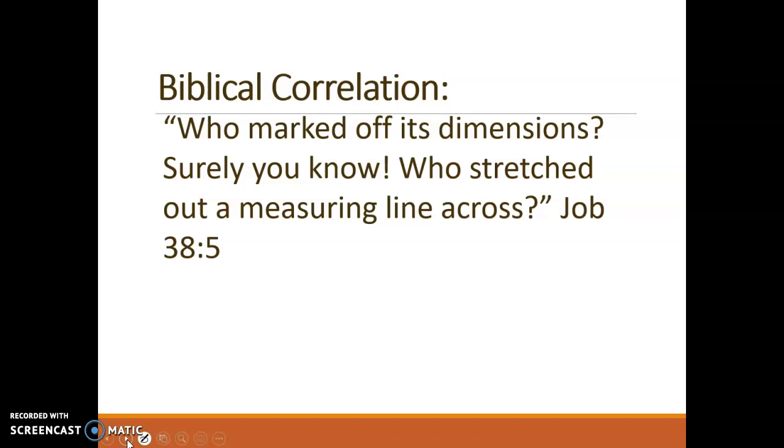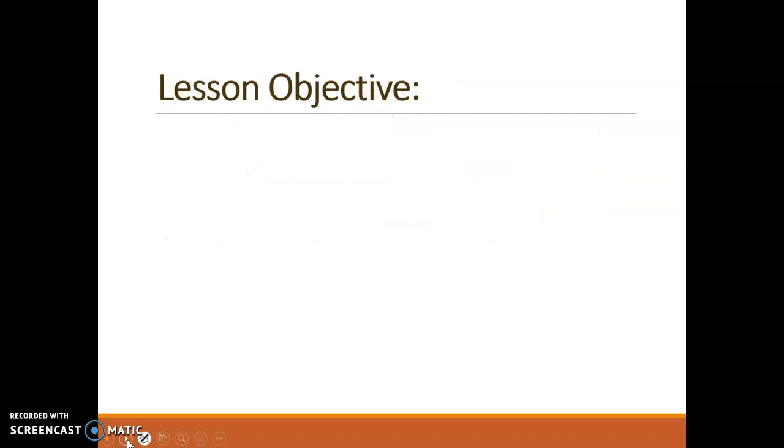Who set these laws into place and these patterns into place that you have the opportunity to witness and to study? That was me. And we know that if God is a God who measures and creates and does things in an orderly process, we also need to be able to measure and create and do things in an orderly process because we are created in His image.